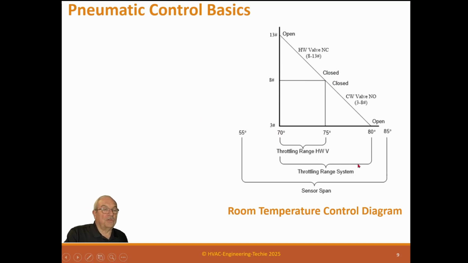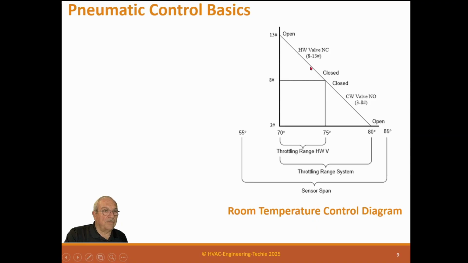This is a room temperature control diagram. So this is the diagram. This has to be reverse acting because it's going to the left. In other words, as the temperature rises, the pressure decreases. So it's a reverse acting. And so this is the throttling range for a hot water valve.